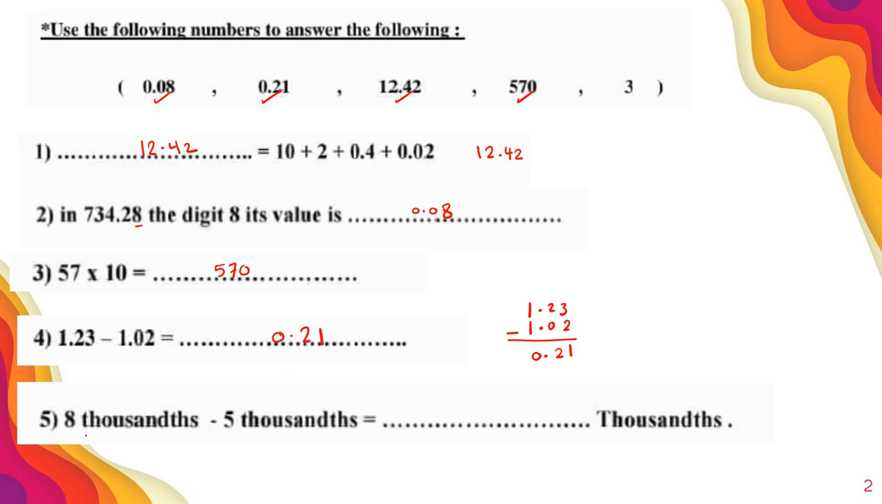0.21. I have here 8 thousandths minus 3 thousandths equal how many thousandths? So it's like the unit. The unit here is thousandths and thousandths, and the answer is in thousandths. So what shall I do? I will just subtract 8 minus 5 equals what? Equal 3, and stop. So this is the last choice.